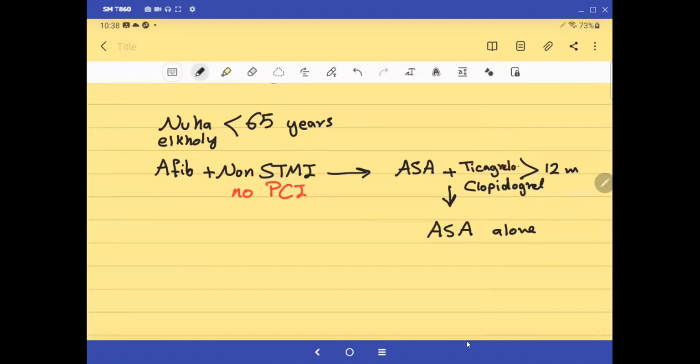Okay, Shams, as you are writing, put equal rather than higher than 12 months, just not to make it confusing.